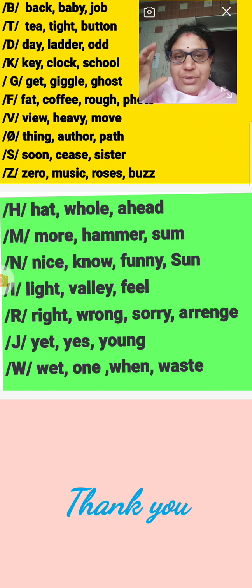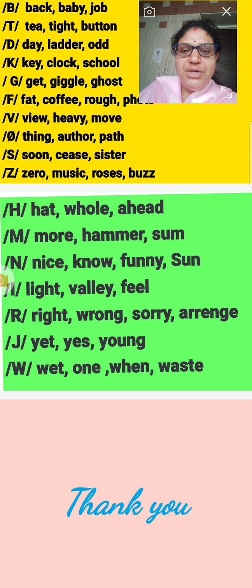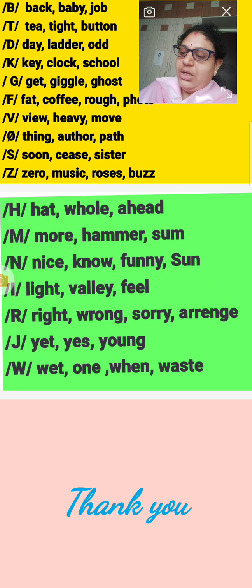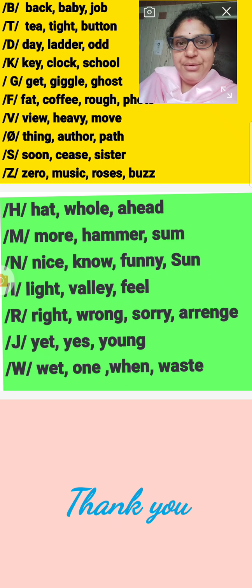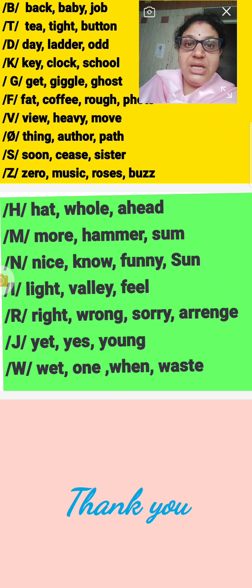So you will get a doubt in your mind that there is no link between the letter and the words. Why? J: yes, yet, young. I will explain now for you. That J in yet: you have to keep in your mind the ya sound, not the J sound. You have to get the ya sound. Yet, yes, young, so ya, right?